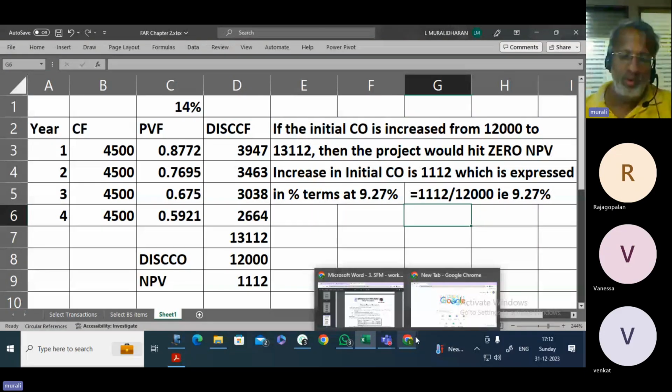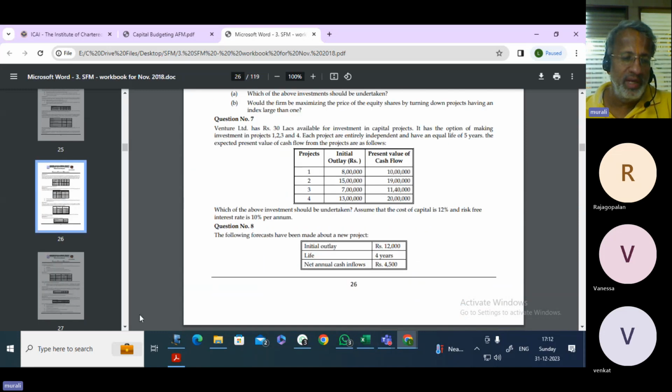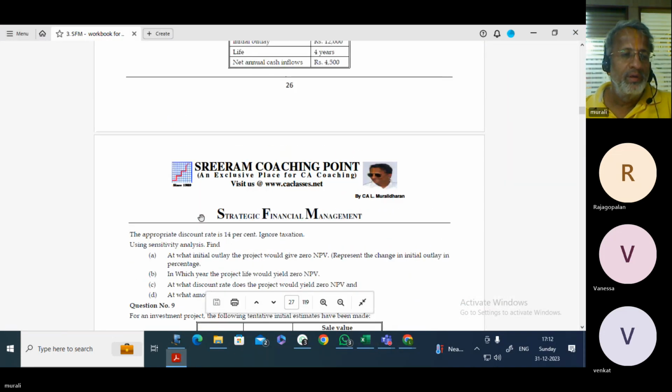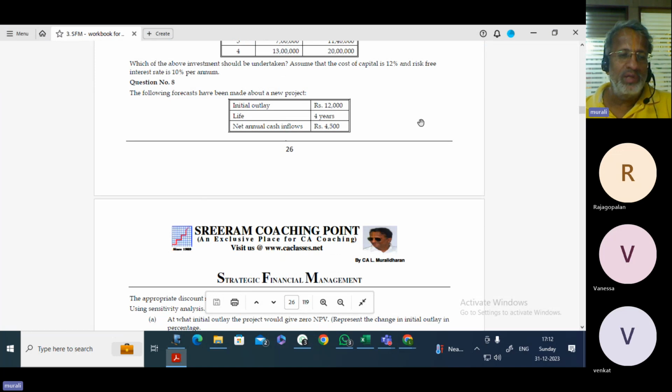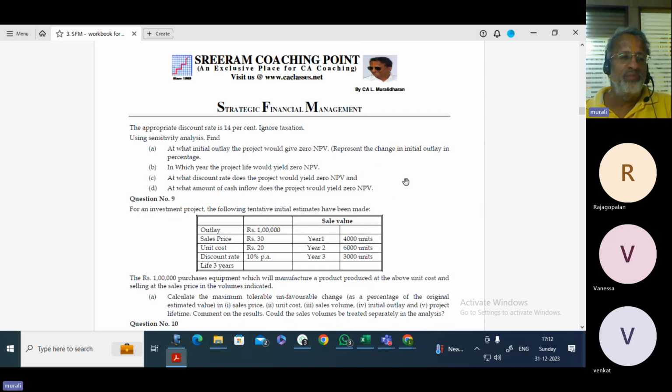So this being the problem that we have in our workbook, which I've shared before you, this is a sensitivity analysis problem. The following forecast: initial outlay 12,000, life 4 years, net cash inflow 4,500, appropriate discount rate is 14%, ignore taxation. Using sensitivity analysis, find at what initial outlay the project would give zero NPV, and represent the change in initial outlay in percentage.